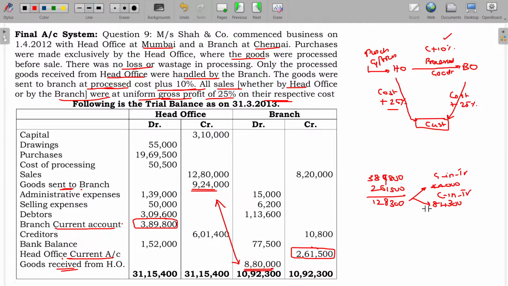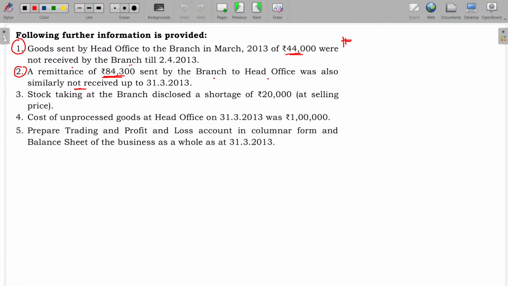Come on, tell me, what is the balance you will get? I think you get the same balance. Further, we don't have any differences for other transactions, so leave it here itself. And we still have the stock taking at the branch which discloses a shortage. What does it mean? Abnormal loss. It should be credited in the trading account and debited to the P&L account, that's all.